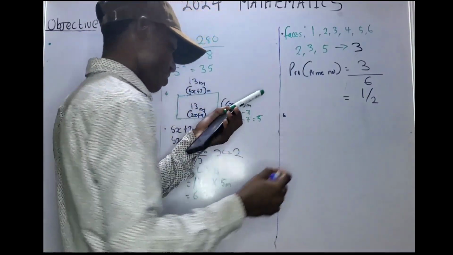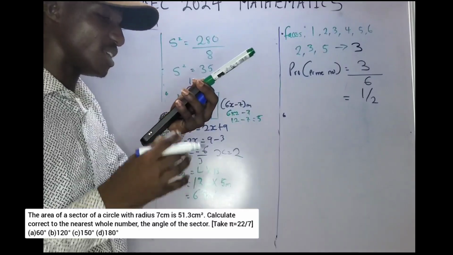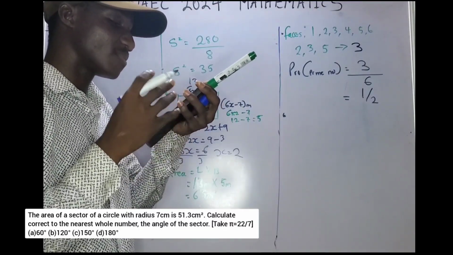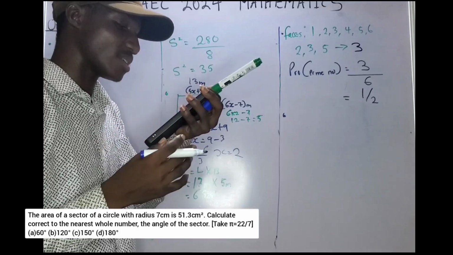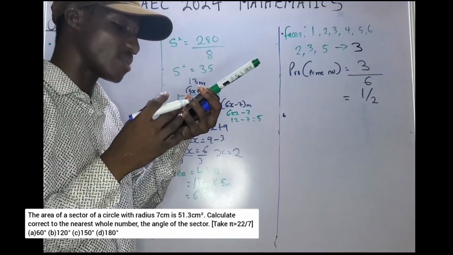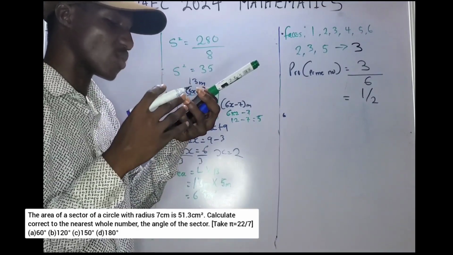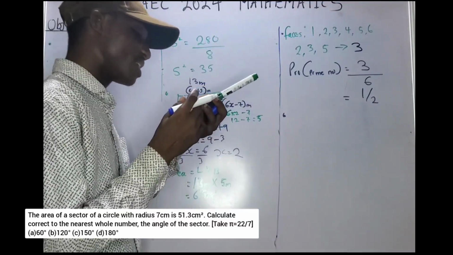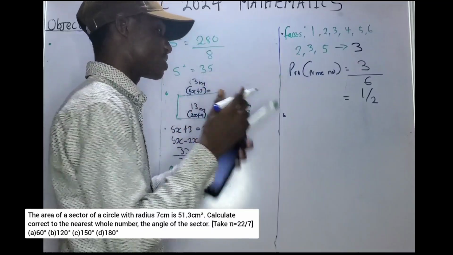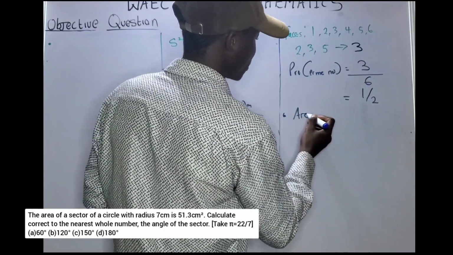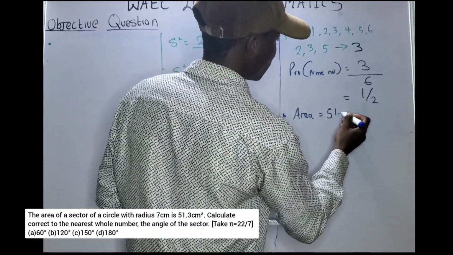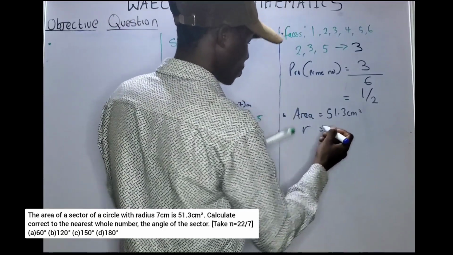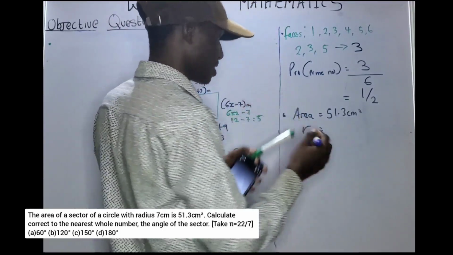Now, for the next question, we are told the area of a sector of a circle with radius 7 cm is 51.3 cm squared. Calculate, correct to the nearest whole number, the angle of the sector. We are asked to take pi equals 22/7. Now, we are given that the area of the sector is 51.3 cm squared, and the radius is equal to 7 cm.